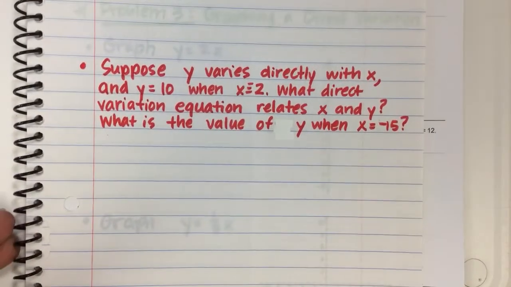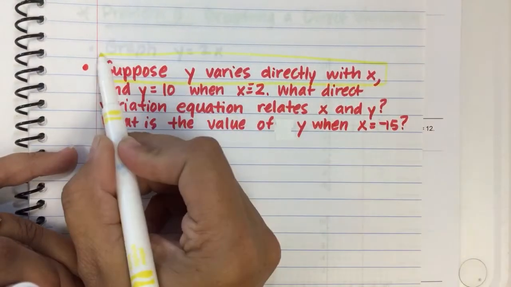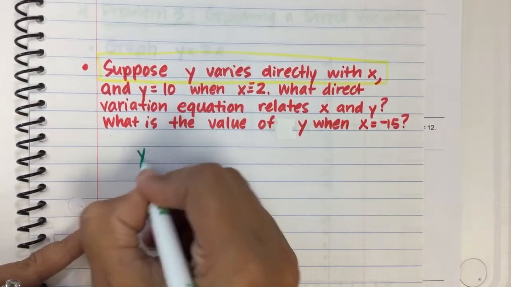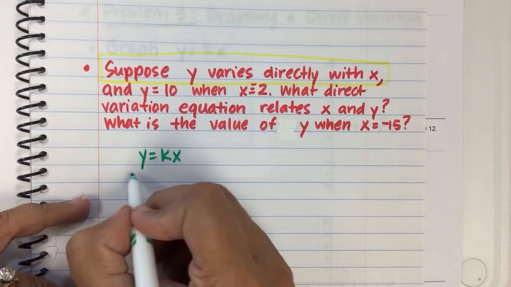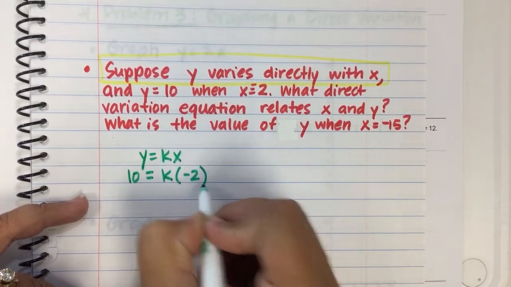All right, let's work another one. Suppose y varies directly with x. Here's my clue that I'm thinking y is equal to kx. Y is equal to kx, and y is 10 when x is negative 2. So y is 10, x is negative 2.